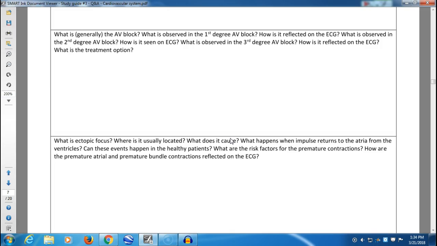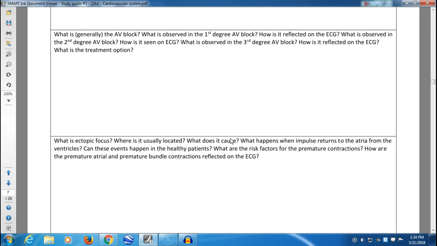Okay. Now, if bundles are blocked, if like complete, there is no transmission of signal from atria to ventricles, what takes over? Bundle branches or Purkinje fibers? What is the intrinsic rate for those? 40. Is that sufficient for a regular fellow? No. How do we treat it? Pacemaker. Does that make sense?